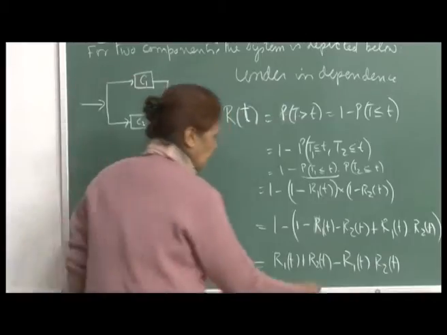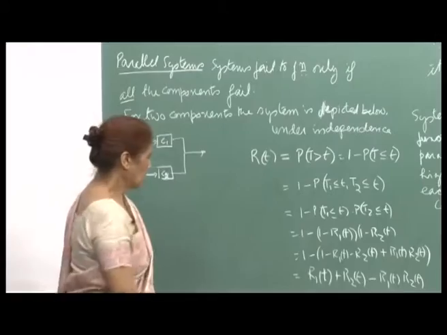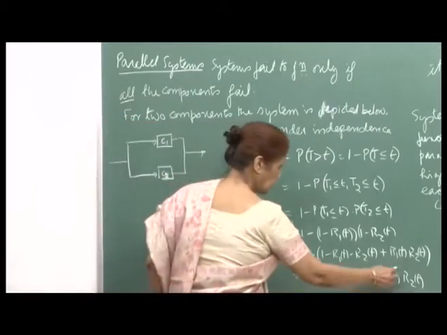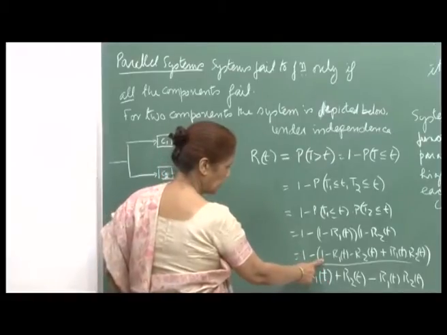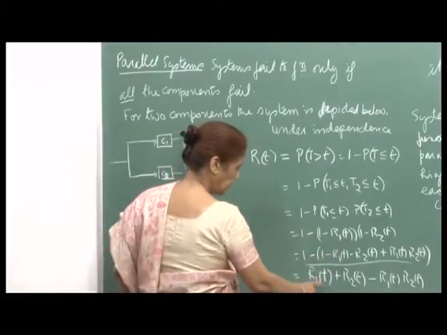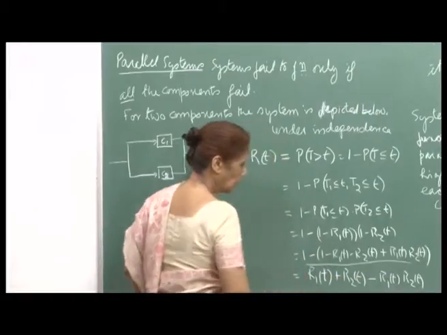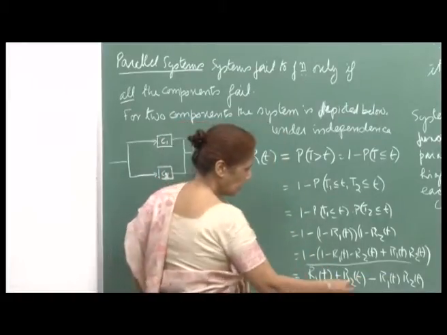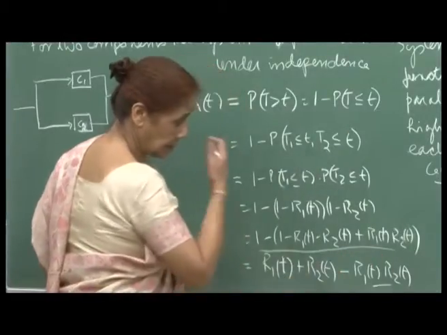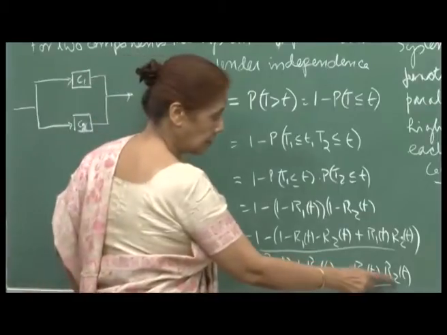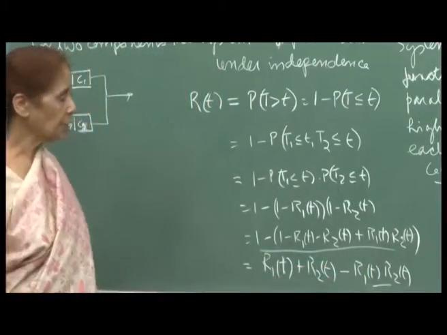So, this is the expression, and of course, once we get this expression, which I can write, because 1 cancels with the minus 1, you will be left with R1(t) plus R2(t) minus R1(t)R2(t), right. Now, you see that this is the reliability for the two systems, because this is R1(t) into R2(t), and we are assuming that the two systems function independently.